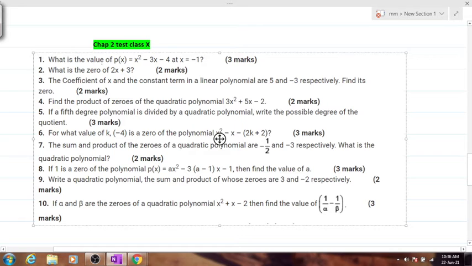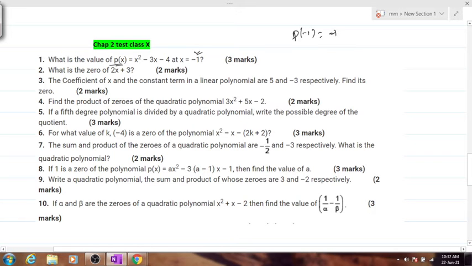Chalo. What is the value of p of x at x equals 1? I don't think it will be a great deal. P of minus 1 will become 1 plus 3 minus 4, which is 0. Yes? Or can I say that x plus 1 is a factor of this polynomial? Yes, no? Yes, sir. Now, this is not exactly of 3 marks.